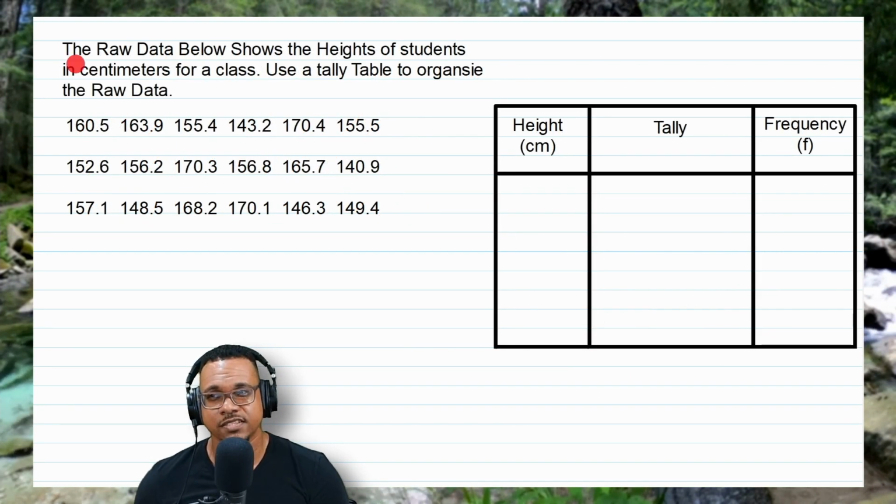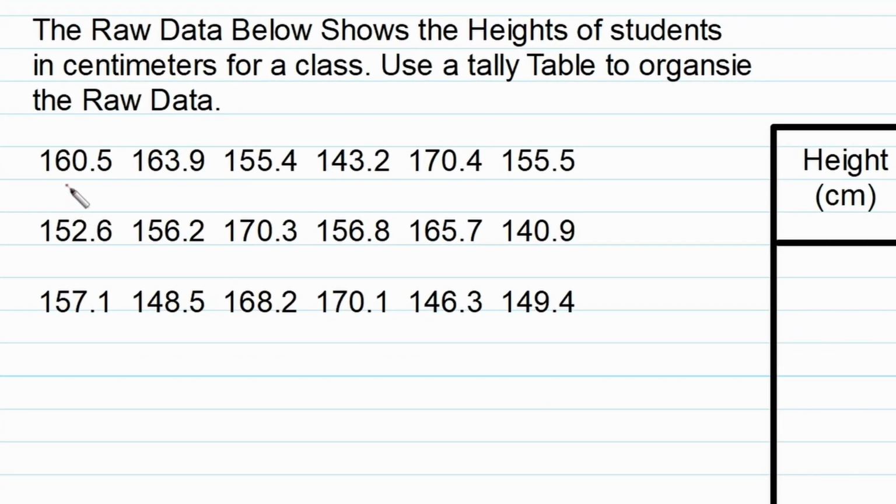So now, looking at this question, the raw data below shows the heights of students in centimeters for a class. We're going to use the tally table to organize the raw data. Now you can see we have some decimal points here. Now let's look at what is our highest and what is our lowest. So for our highest, I'm seeing 170.4. Anything higher than that? No. And for my lowest, I'm seeing 140.9.